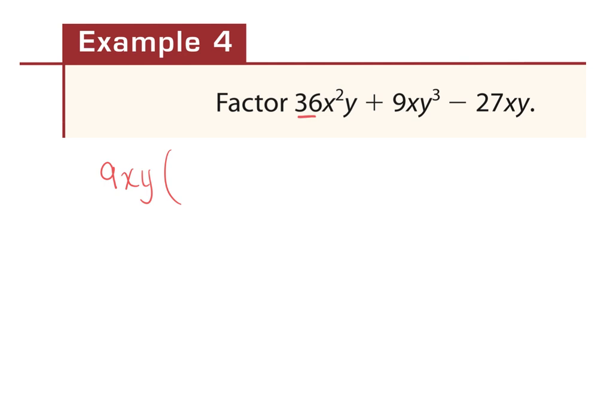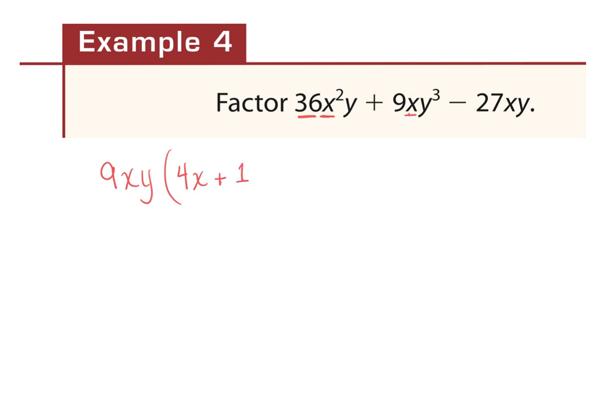36 divided by 9 gives me what? 4. I had 2 x's, I took 1 out. How many x's do I have? Do I have any y's? I had 1, I took 1 out. No y's for this group. 9 divided by 9 is what? 1. You don't have to write the 1 if a variable is left, but you're welcome to write the 1.